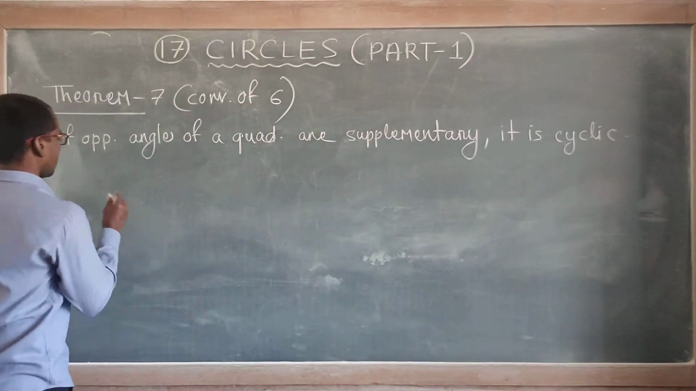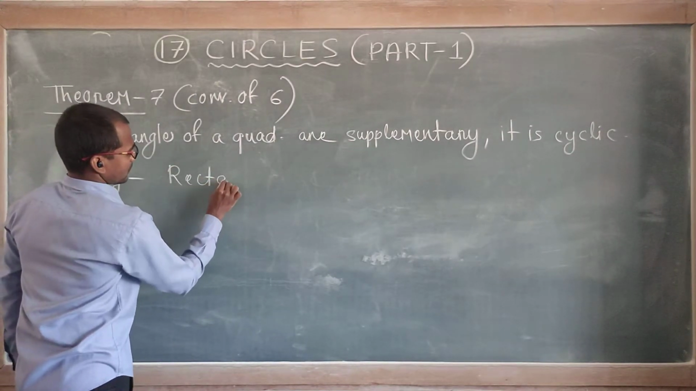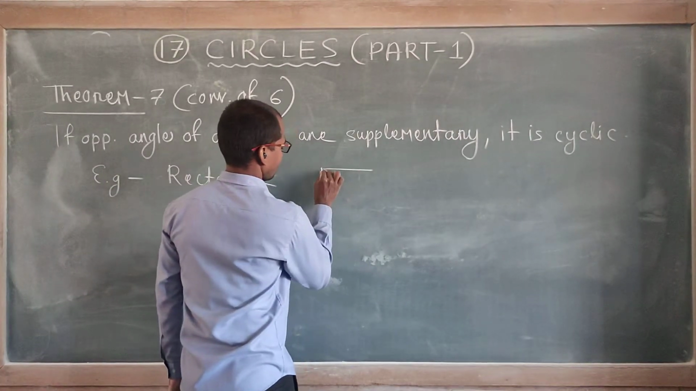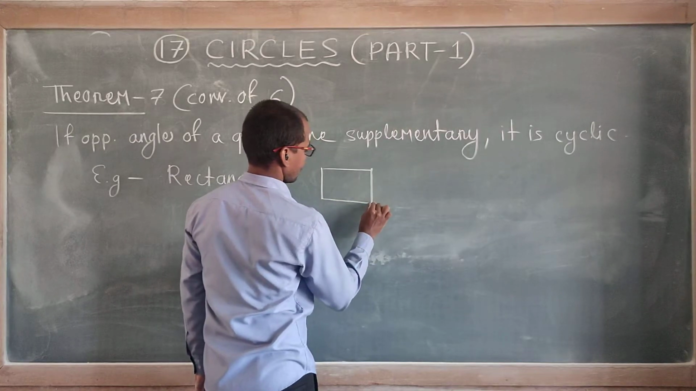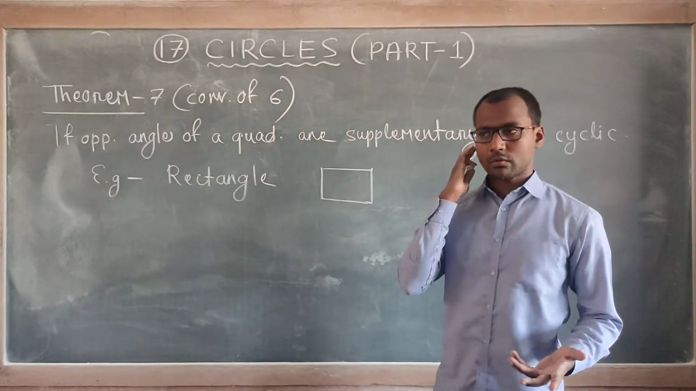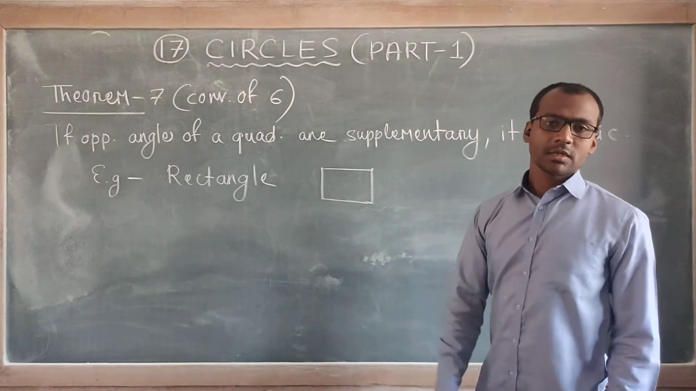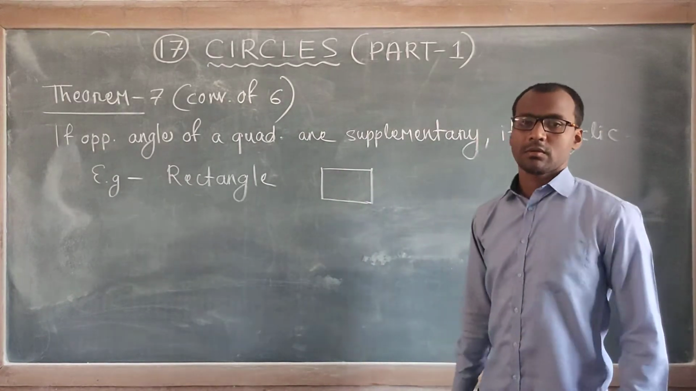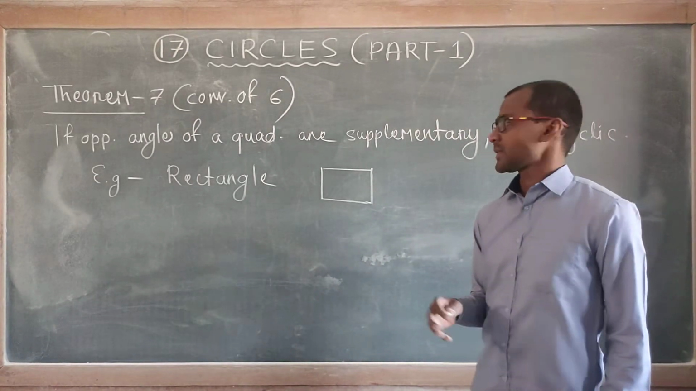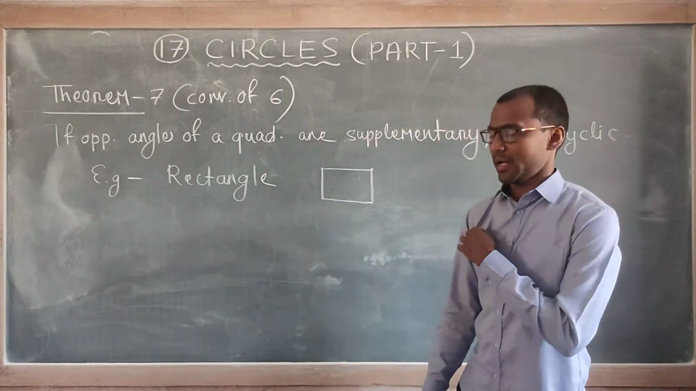For example, rectangle. Suppose we have a rectangle. Now, is it a cyclic quadrilateral? Okay, if you want to know whether it is cyclic or not, just look at the opposite angles. 90 plus 90 is 180, or 90 plus 90 is 180. Okay, so you can say the opposite angles are supplementary. So definitely there can be a circle that can pass through all the 4 vertices of this rectangle. So it is a cyclic rectangle.